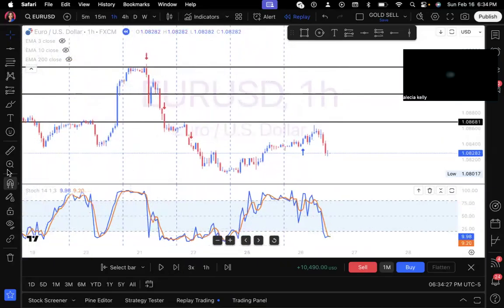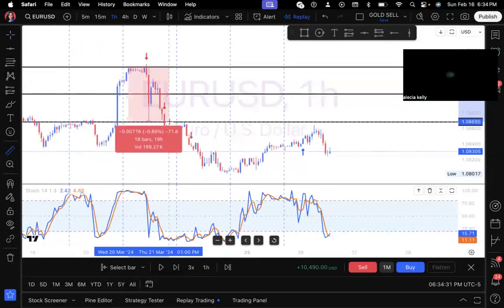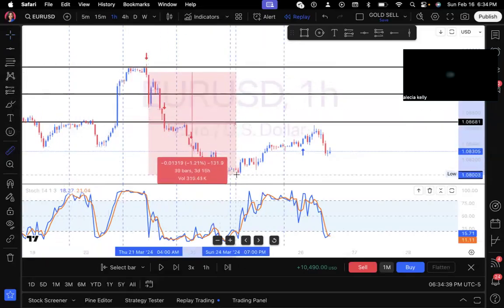Now, we could have gotten out of the trade here, right? We could have stayed in this trade for about 19 hours and secured 70 pips, which is really awesome. But we could have stayed in this trade for more than a day and we could have gotten 130 pips.